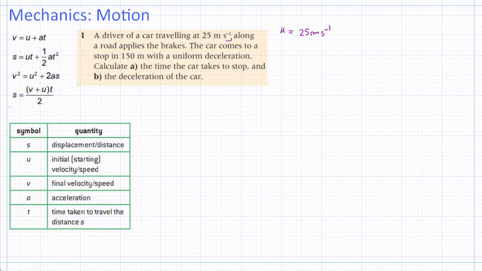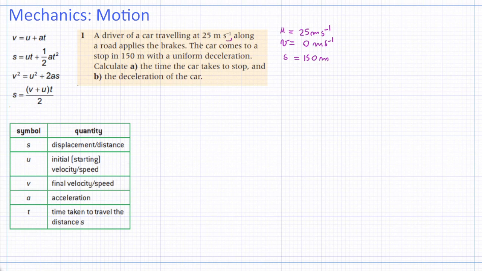So a driver drives along a road and applies the brakes. So we're expecting our final speed to be 0, right? Let's see. So the car comes to a stop in 150 meters. So we know that the final speed is 0, and our displacement is 150 meters. Alright, so far so good.